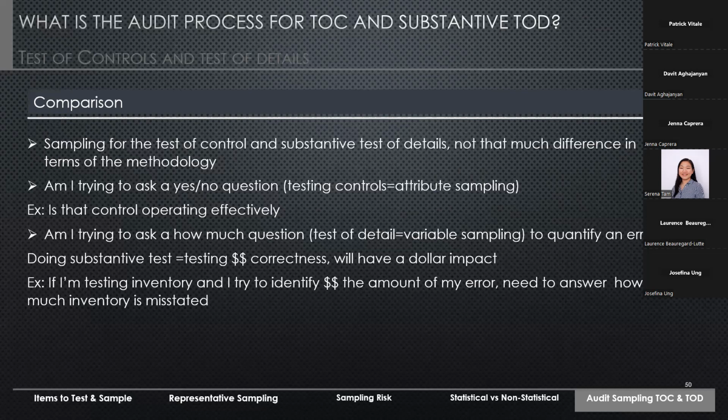Is that straightforward? Was I freezing there or no? It's good. Yeah, no, a little bit, but I'm also anyway. So it's attribute and substantive or variable. And then one of them is the qualitative and the other one is the dollar amount. Yeah, exactly. So for a quiz, just remember both, like test of details, variable sampling, and dollar amount, and then you should pretty much be fine for that. Okay.